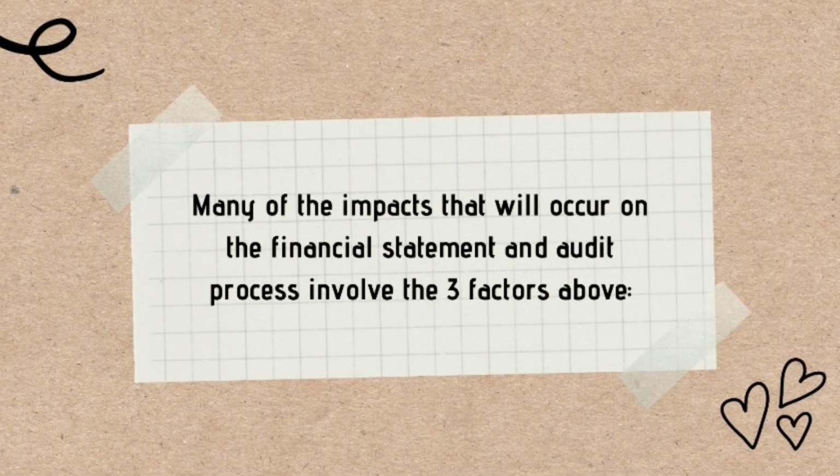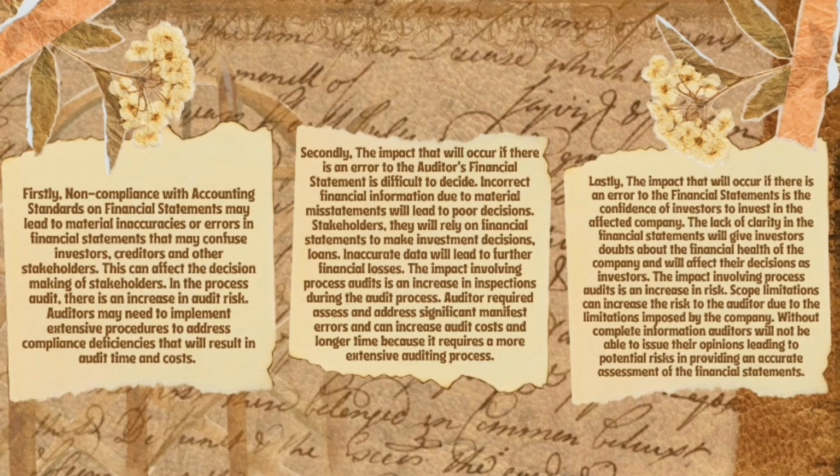So now I will answer the question about the impact that will occur on the financial statements and audit process. Many of the impacts that will occur on the financial statements and audit process involve the factors above. Firstly, non-compliance with accounting standards in financial statements may lead to material inaccuracies or errors that may confuse investors, creditors and other stakeholders. This can affect the decision-making of stakeholders. In the audit process, there is an increase in audit risk. Auditors may need to implement extensive procedures to address compliance deficiencies, which will result in more audit time and cost.